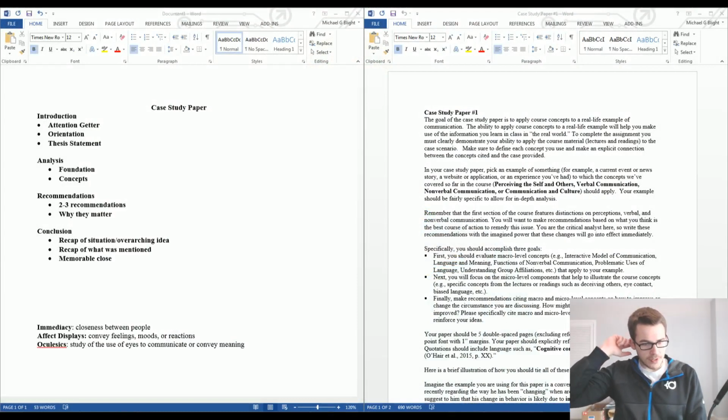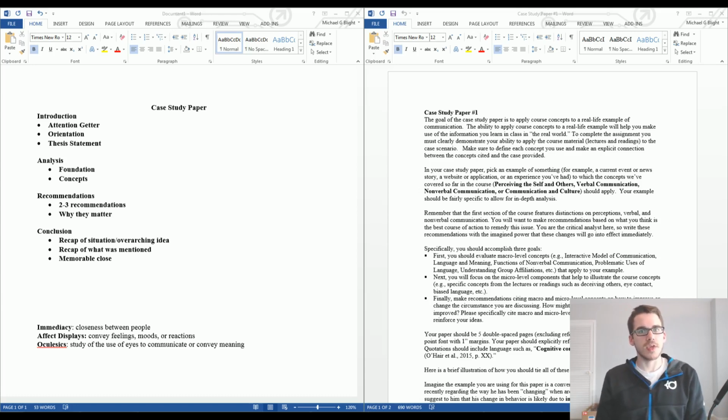So the case study paper is, I think, relatively straightforward, okay? Some of the major concerns people have are regarding what the analysis should look like and what the recommendations should look like. I think the recommendations are where people start getting thrown for a loop. But keep in mind, the recommendations section is 10 of your 25 points, okay?